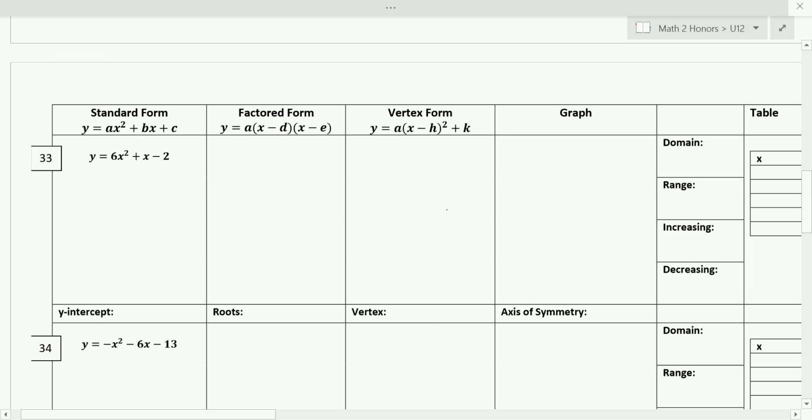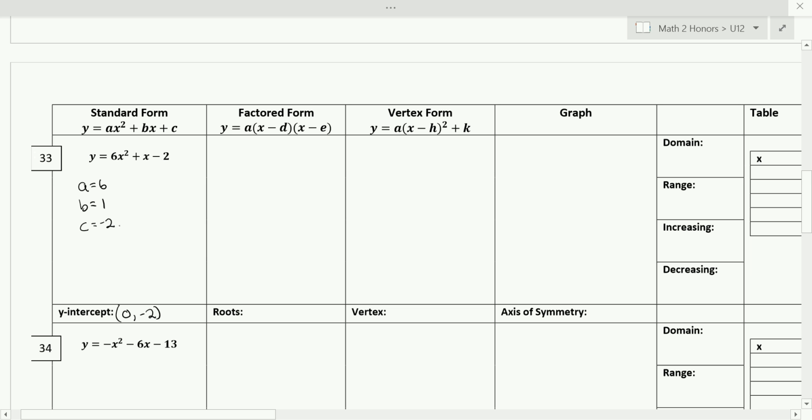So what do we do first? Y-intercept, which is 0, -2. And then axis of symmetry. So we know A is 6, B is 1, because there's a 1 in front of the x. Don't put 0. It's a 1. And C is -2. When would one of these be 0? If it's missing, like if you just had 6x squared minus 2, that would mean B would be 0.